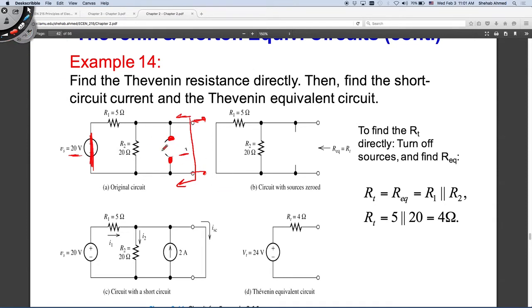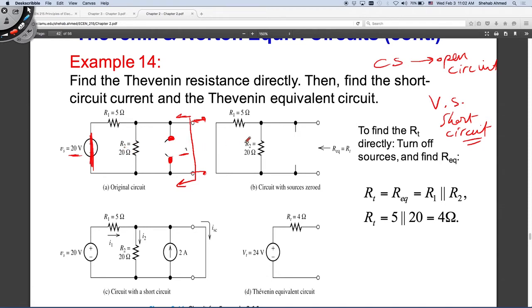Okay, so current sources are open circuit. Voltage source, short circuit. Right, so I do that, and then I can find the equivalent resistance between the terminals of my circuit now. So what do I have? I have simply 5 ohms in parallel with 20 ohms. So the equivalent resistance would be 5 times 20 divided by 5 plus 20.